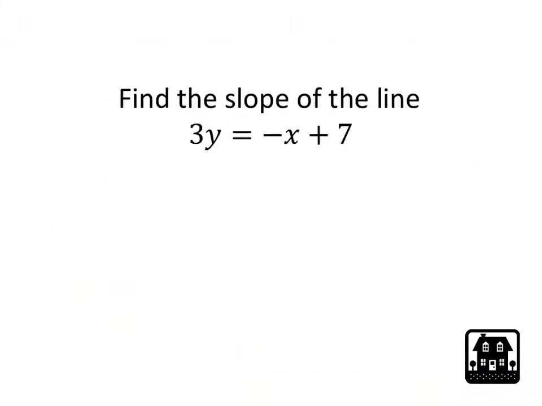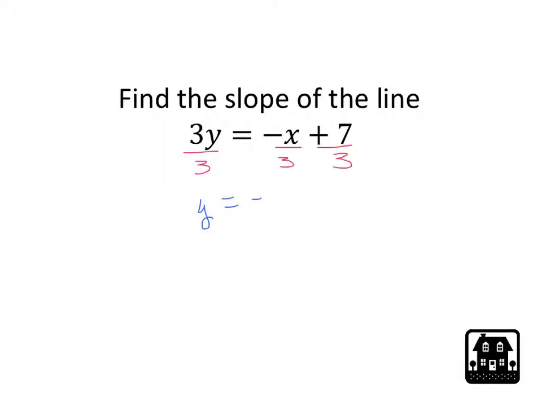Okay, sometimes we'll be given an equation of a line and we have to manipulate it a little bit to get it in slope-intercept form, which is y equals mx plus b. So what we want is y equals mx plus b. But we don't have that. We have 3y equals negative x plus 7. So let's get rid of the 3, and we're going to do that by dividing everything by 3, and that gives us y equals negative.